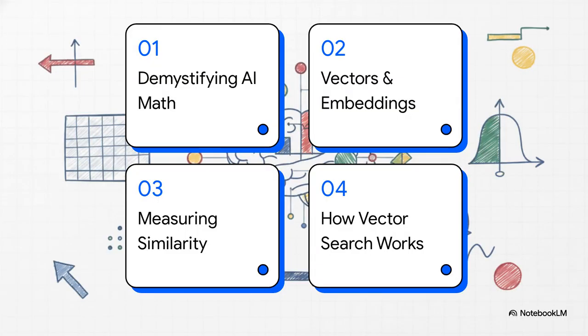To alleviate any math anxiety right out of the gate, here's our roadmap for today. 1. Demystifying AI math. 2. Vectors and embeddings. 3. Measuring vector similarity. And 4. How vector search works. No surprise pop quizzes, I promise. Just clear concepts step by step.